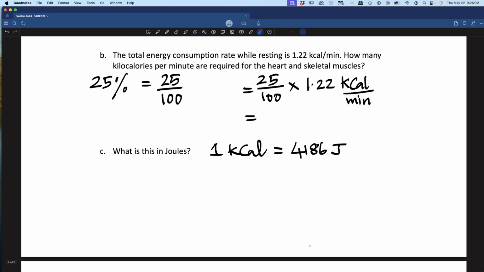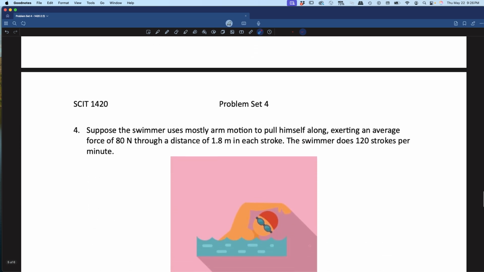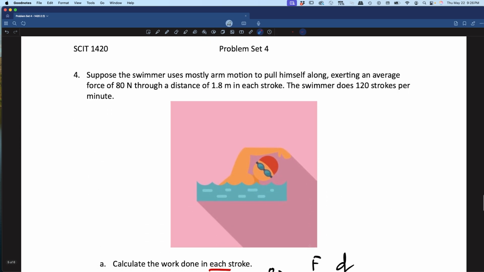Thank you very much. All right, number 4. Suppose the swimmer uses mostly arm motion to pull himself along, exerting an average force of 80 Newton. That's what we're concerned with. The force is given through a distance of 1.8 meter in each stroke. The swimmer does 120 strokes per minute. Wow. Okay, so each stroke, the distance moved is 1.8 meter. The force applied is given. The 120 strokes in a minute.